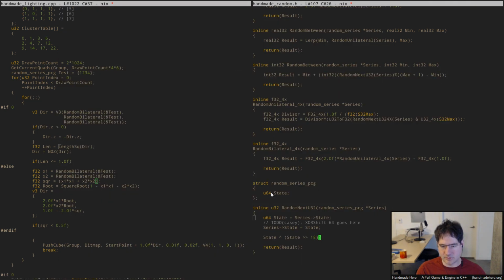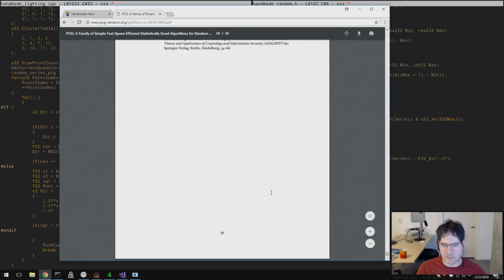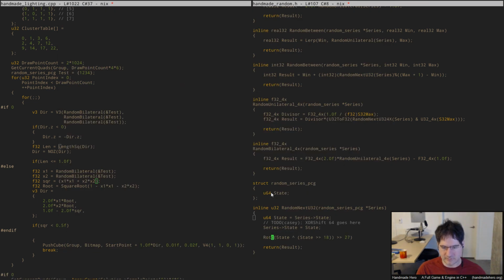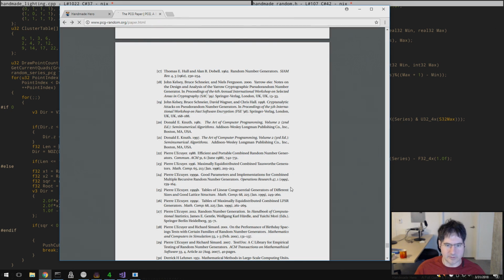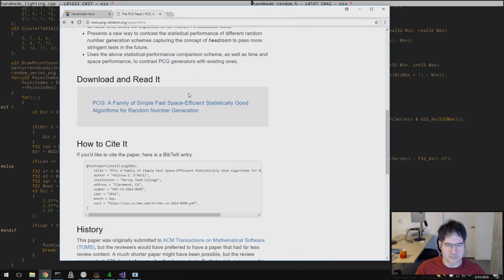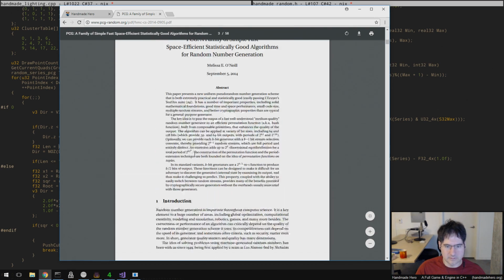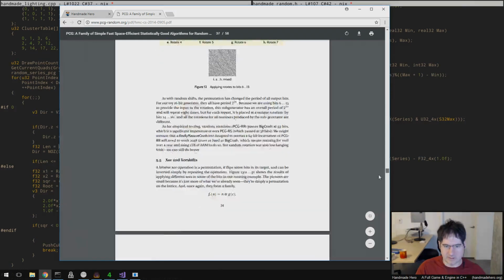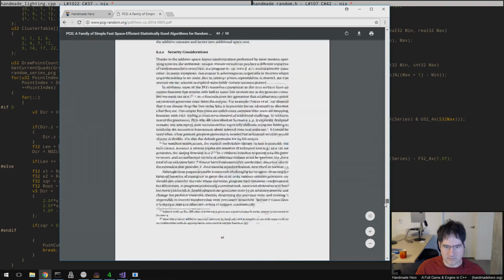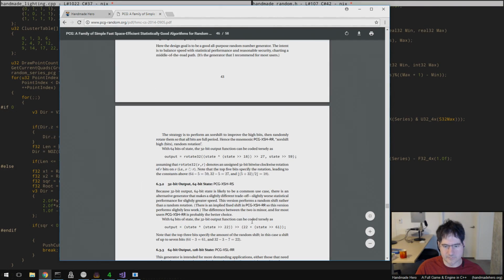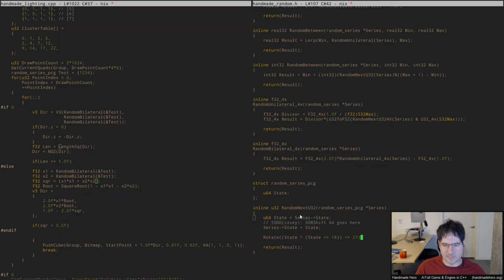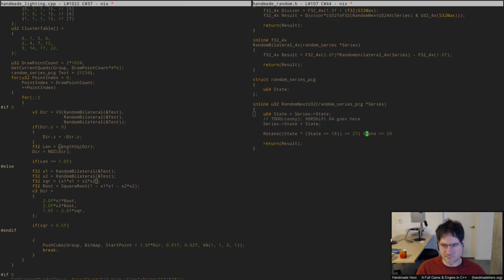And then what we want to do is shift that down by 27. And then what we want to do is do the rotation. I lost my place there. Sorry about that. Here it is. And then do the rotation by the top bits. Like so.